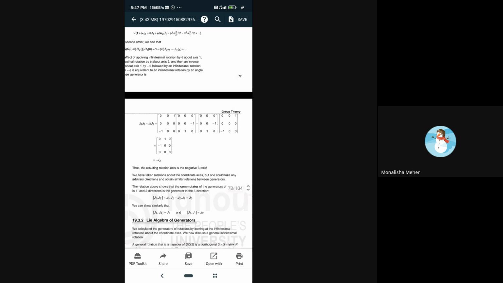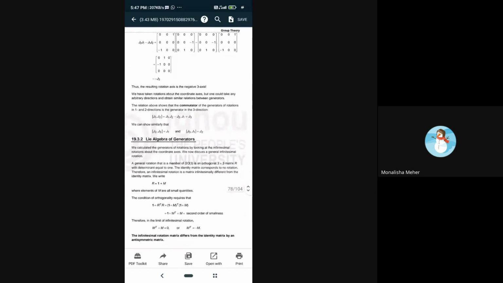We have taken rotations about the coordinate axes, but one could take any arbitrary directions and obtain similar relations between generators. The relation discussed here shows that the commutator of the generators of rotations in the one and two directions is the generator in the three direction. So [J1, J2] = J1J2 - J2J1 = J3. We can show similarly that [J2, J3] = J1 and [J3, J1] = J2. Lie algebra of generators is an important concept.